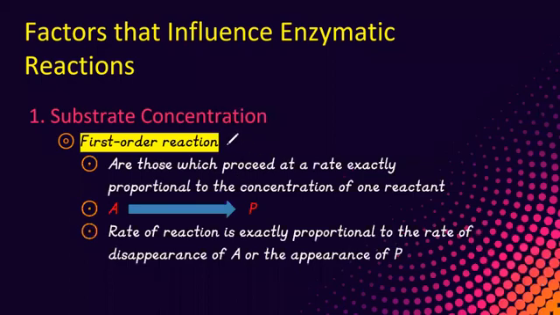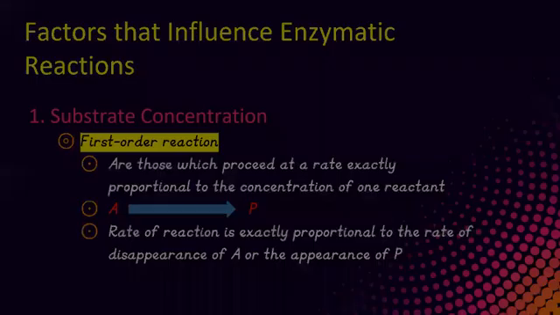For our first order reaction, class, these are those which proceed at a rate exactly proportional to the concentration of one reactant. So this type of reaction is directly proportional to the substrate concentration. So if the concentration of substrate increases, the concentration of enzyme also increases. So that is the substrate concentration, so it is direct.